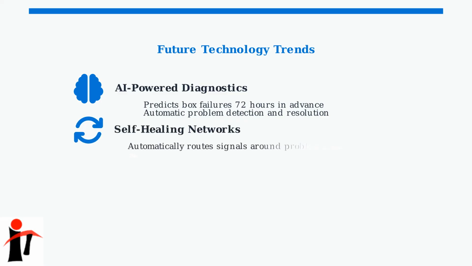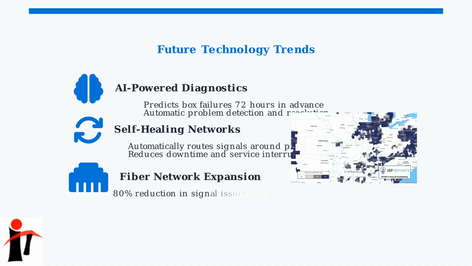Self-healing networks represent another major advancement. These intelligent systems automatically detect network problems and route signals around damaged or congested areas, maintaining service continuity without human intervention. Perhaps most significantly, Xfinity's massive fiber network expansion is expected to eliminate 80% of signal-related issues by 2027. Fiber optic infrastructure is inherently more reliable than traditional coaxial cable systems.